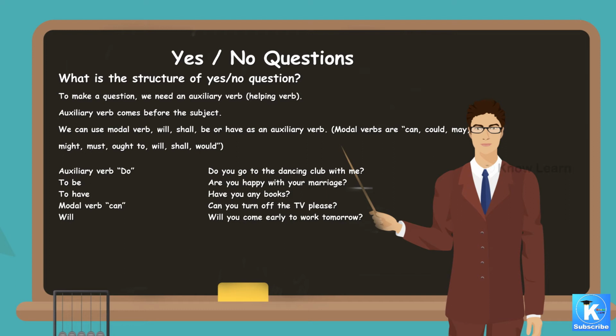Auxiliary verb: do you go to the dancing club with me? To be: are you happy with your marriage? To have: have you any books? Modal verb: can you turn off the TV please? Will you come early to work tomorrow?